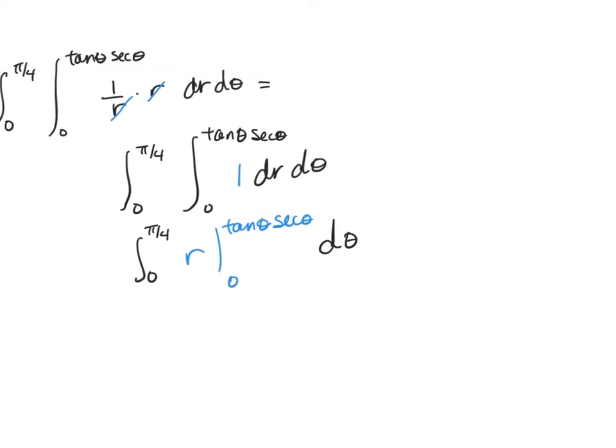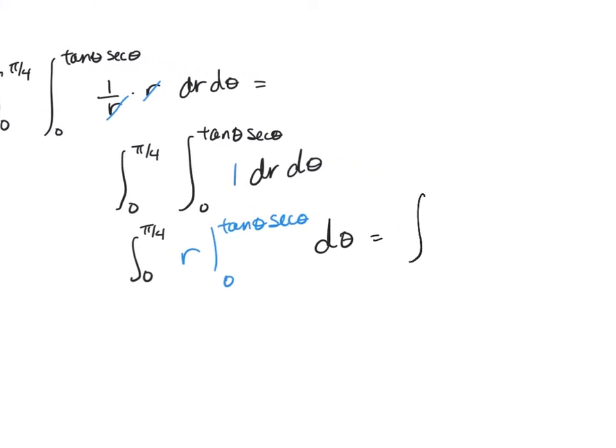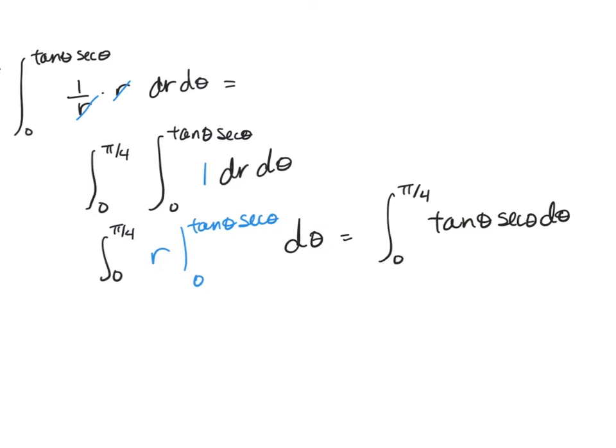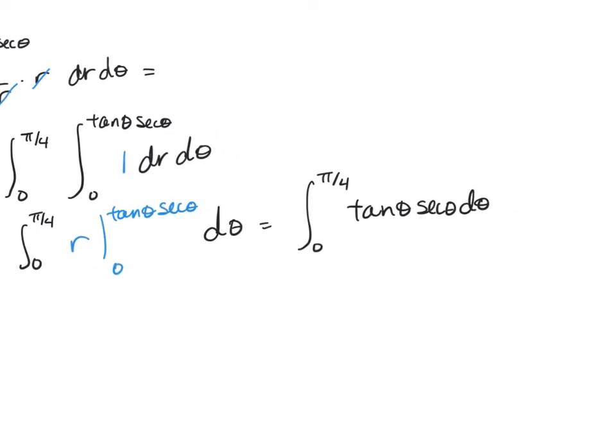I don't have to go off and do it off to one side. So this is equal to the integral from 0 to pi over 4 of tangent theta secant theta d theta. This is a nice, easy integration. This integrates into the secant of theta. So this is equal to the secant of theta evaluated from 0 to pi over 4. And I'll let you all finish that integration.